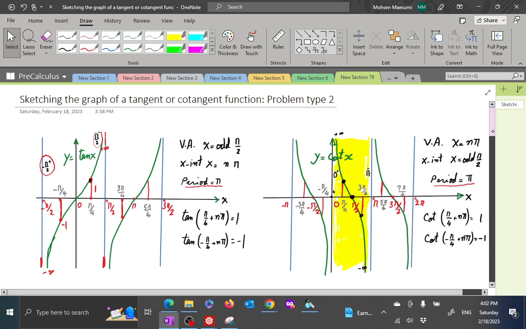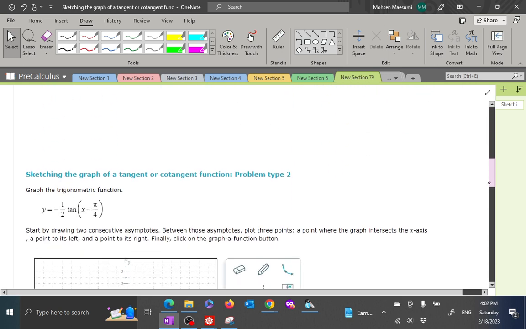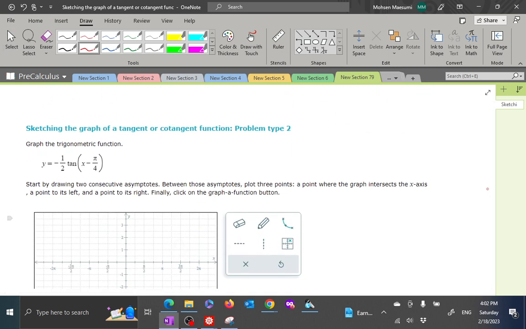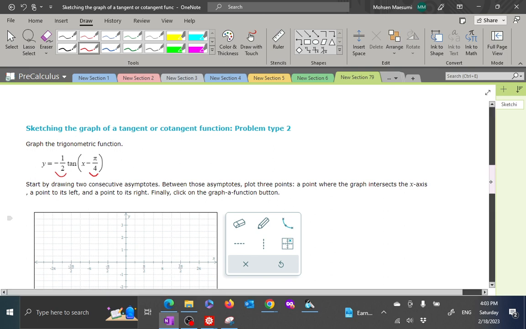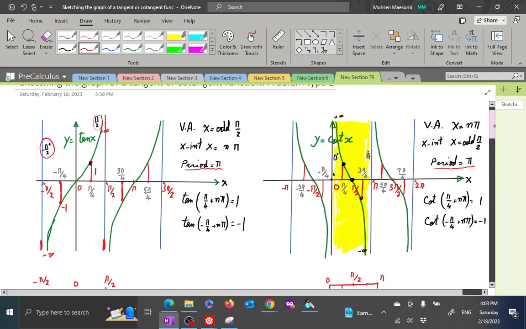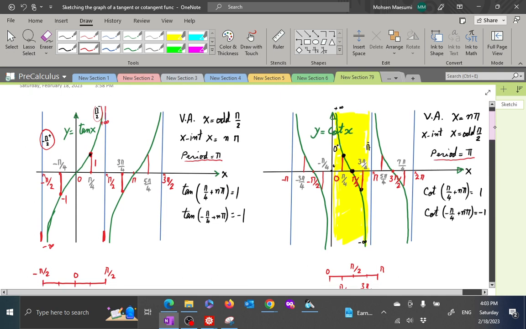The topic today is sketching the graph of tangent or cotangent function, problem type 2. Type 2 means that we also have a shift in addition to other activities, which was this kind of scaling. So let's go back and review what we had from the previous time.